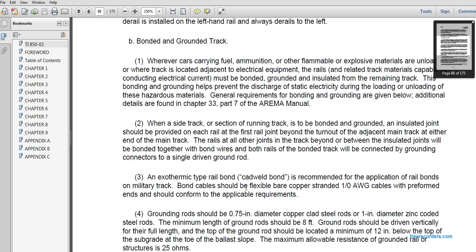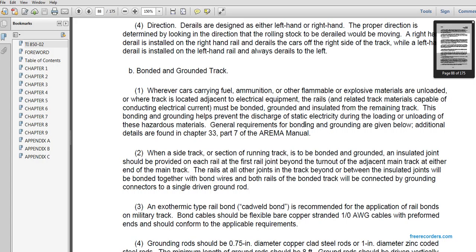Okay, bonded and grounded track. Whenever carriers of fuel, ammunition, or other flammable materials are unloaded, where track is loading adjacent to electrical equipment, rails and related track materials capable of conducting electrical current must be bonded, grounded, and insulated from the remaining track. This bonding and grounding helps prevent discharge of static electricity during the loading and unloading of these hazardous materials.